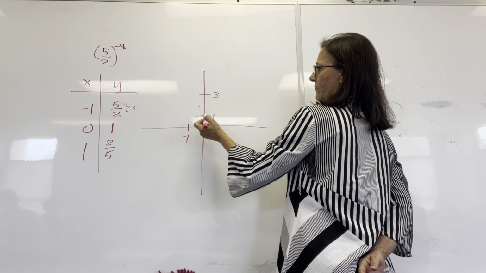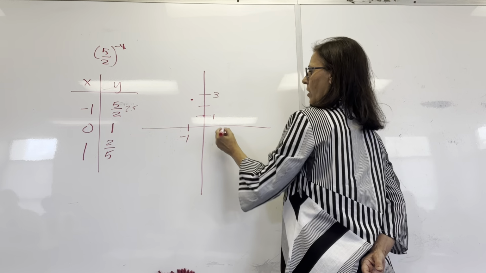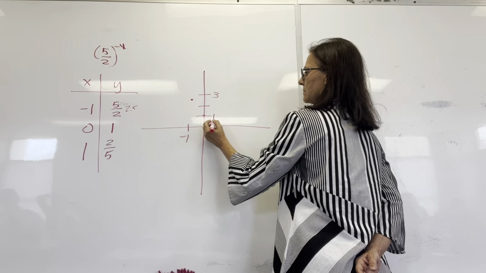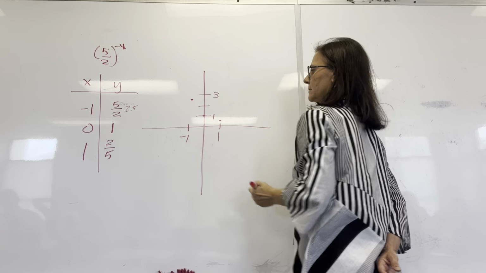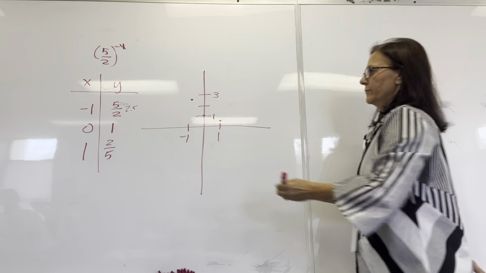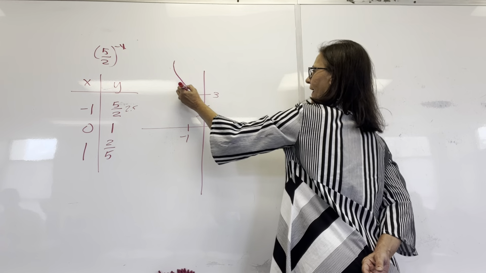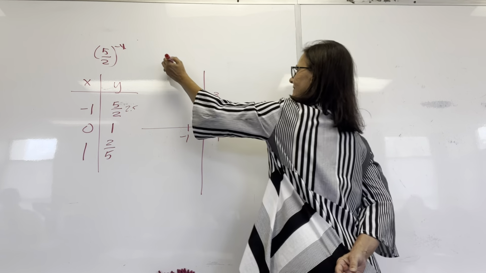All right, so at negative 1, it's 2.5. And at 1, it's a little less than half. All right, so that's what this one would look like. Yeah, this is a horrible one, but oh well. You get it.